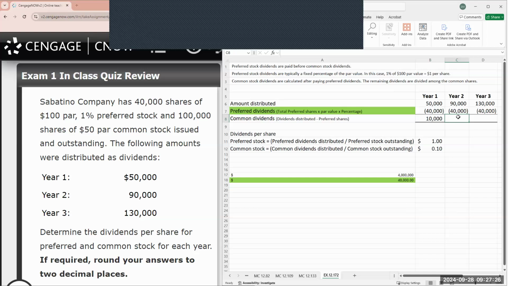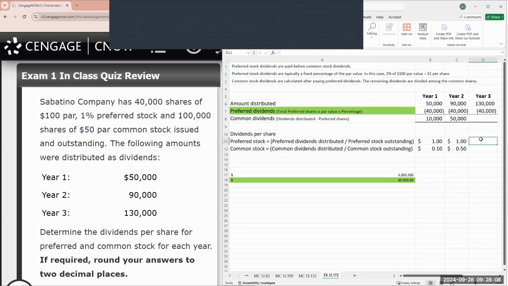For year two, $90,000 worth of dividends were distributed. $40,000, as mentioned, is always going to go to our preferred shareholders in this case. So the difference that was paid to our common shareholders was $50,000. To determine the dividends per share, the amount distributed to our preferred shareholders was 40,000, and the number of shares outstanding, 40,000. So the value was $1. For our common stock, we received 50,000 divided by 100,000 shares outstanding. The dividends per share in year two is 50 cents.